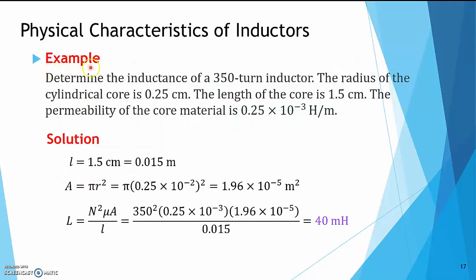Let's check this simple example to apply the formula to calculate the inductance. The number of turns is given to be 350 turns. The permeability of the material is given as this value. Cross-sectional area A can be calculated from the radius, pi r squared. But the radius is given in units of cm. We need to convert it to meters as this. For the length, it is given to be 1.5 cm, so we convert it into SI unit, 0.015 meter. Plug in all the data. The inductance can be calculated to be 40 millihenries.